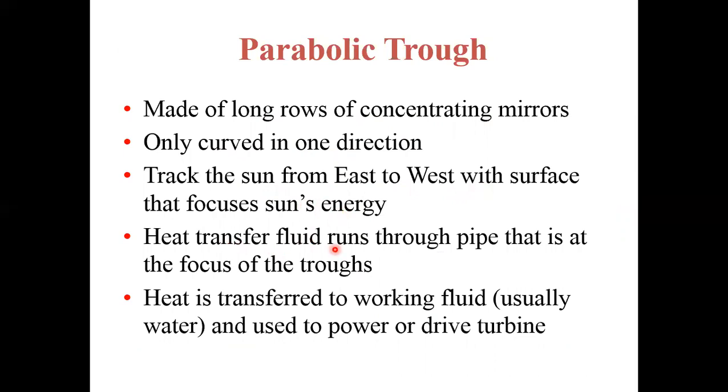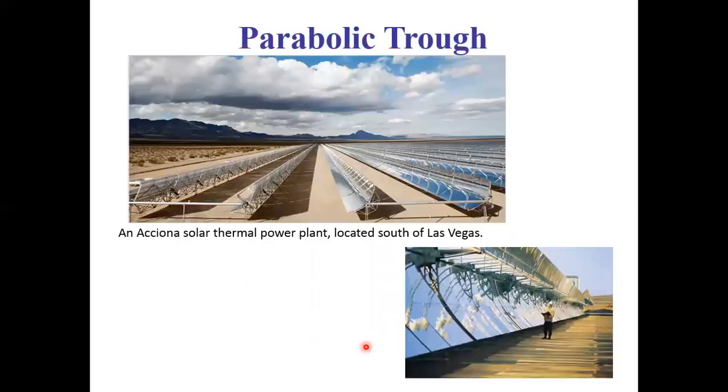Heat transfer fluid runs through the pipe that is at the focus of the troughs, and heat is transferred to the working fluid, usually water, and they can be used to drive the turbine. So here is a picture of this parabolic trough. Okay, so they can move in the direction wherever the light energy is more, so according to that they can move. This is one of the plants, which is located in Las Vegas.